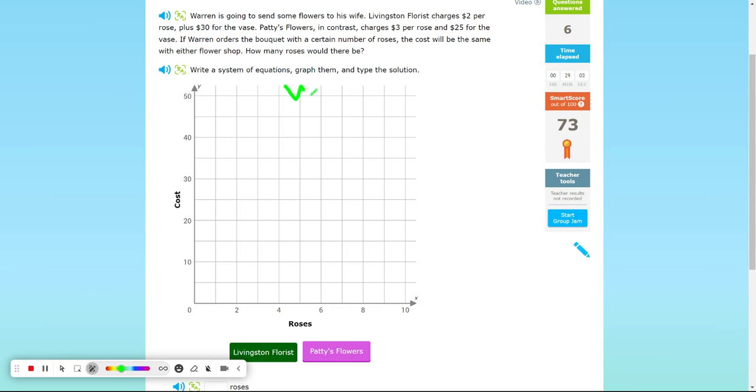So let's set up the equation for Warren over here. Okay, so y equals. Warren sent some flowers to his wife from Livingston Florist. So Livingston Florist charges $30 for the vase. So 30 is a set value, okay? And then Livingston Florist charges $2 per rose, per rose. So 2 has to be right in front of x, okay?